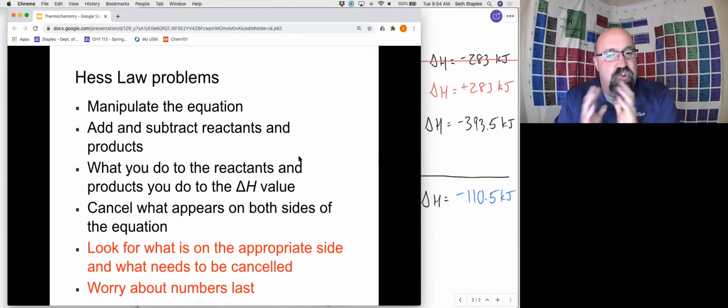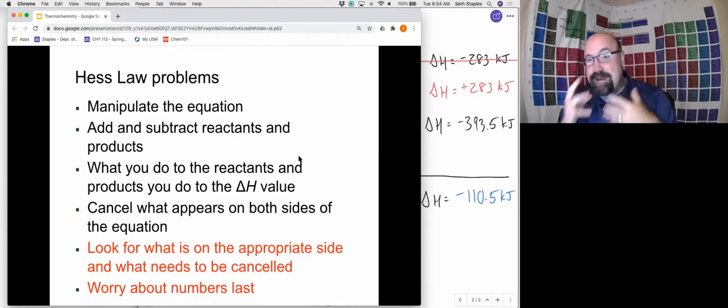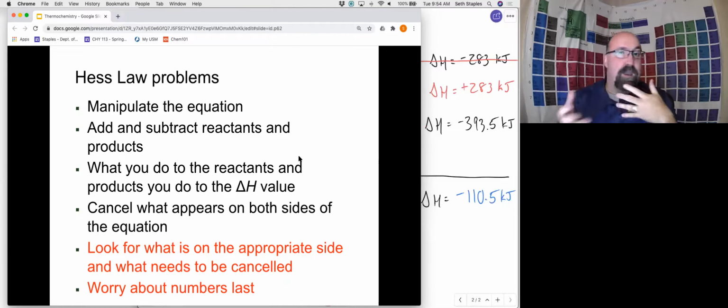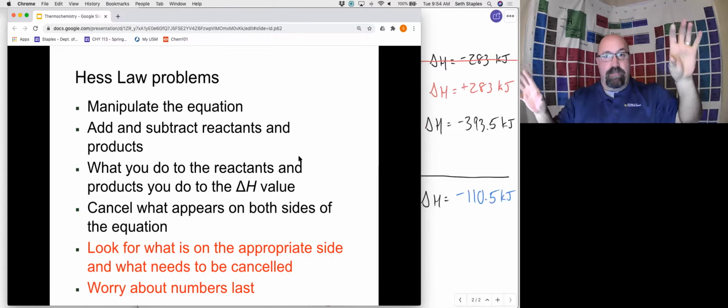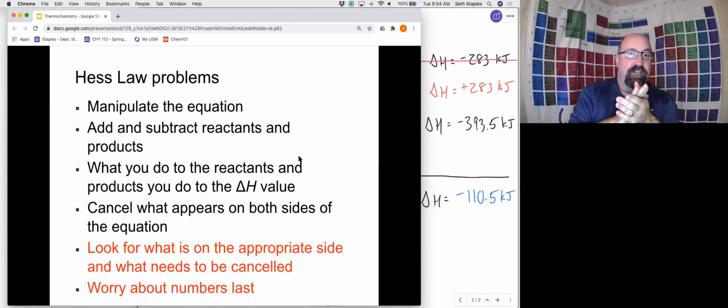And so your general problem-solving approach to these problems is, first you want to manipulate your equations in whatever way that you have to in order to get your products where you need them and your reactants where you need them, in order to get things to cancel out. Manipulate them however you have to. And then add and subtract any reactants and products. If something shows up on the reactant side and on the product side, subtract them and cancel them out.